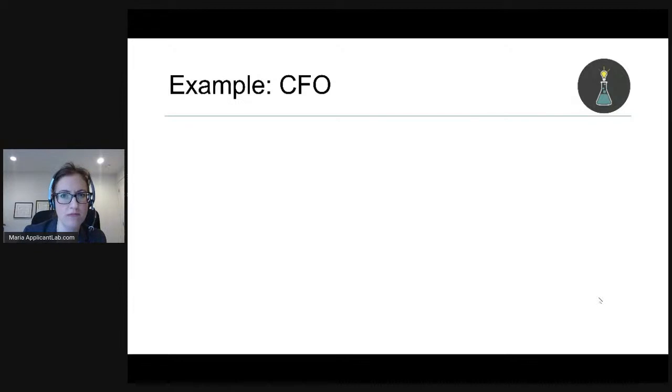So let's take an example. I know that might have been a little kind of not concrete. So we've got a concrete example. It's not a hypothetical example.